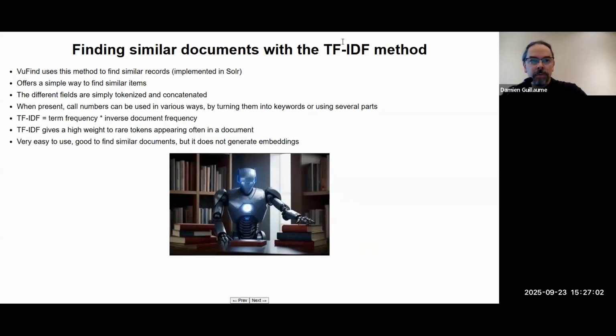Aside from the TF-IDF method, VuFind is using that to find similar documents. It's actually implemented in Solr. It offers a simple way to find similar items. This is just math, it's not AI. The VuFind fields are simply tokenized, separated and concatenated. Everything is put together in one text.